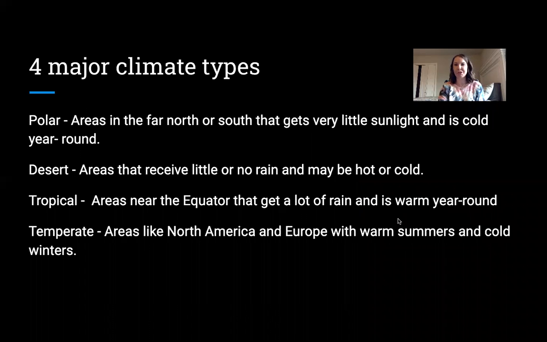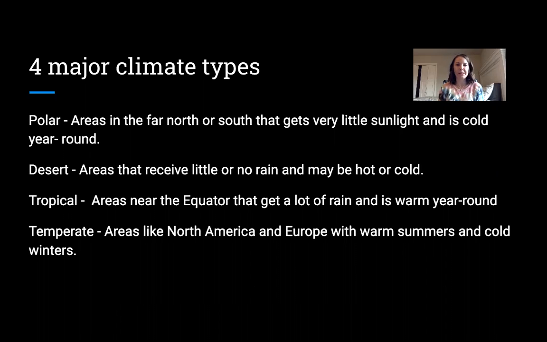So there's 4 major climate types. Polar: areas in the far north or far south of the world that get very little sunlight and are cold year round. I'm sure you've seen the movie Polar Express or heard of the North Pole, the South Pole. It's very far north or very far south, dark almost all of the time and cold almost all of the time. Desert: those are areas that receive very little or no rain and might be hot or sometimes could be cold. I'm sure you've heard the word desert before. It's when there's no rain.